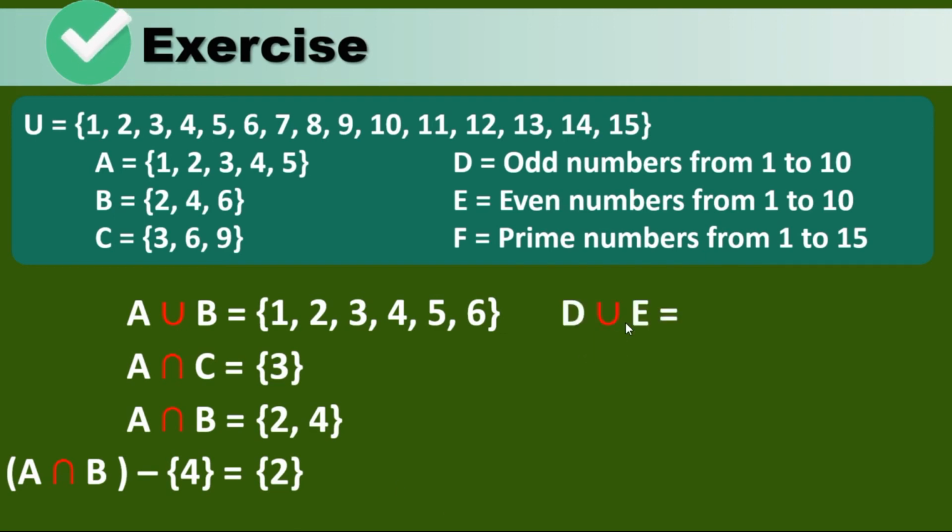D union E. D union E is the combination or the combined elements of D and E. Since D are the odd numbers from 1 to 10 and E are the even numbers from 1 to 10, therefore, D union E is simply 1, 2, 3, up to 10.